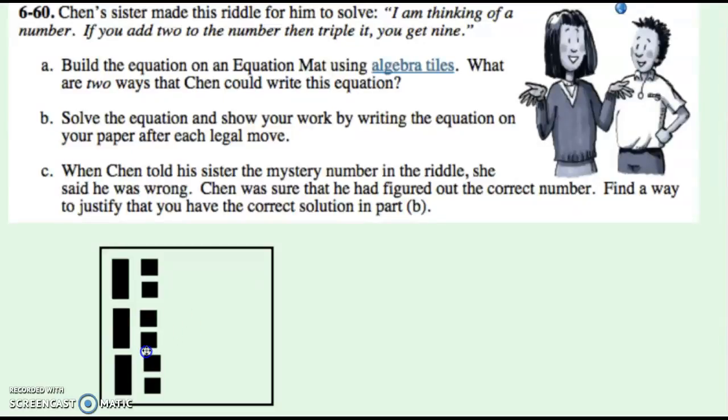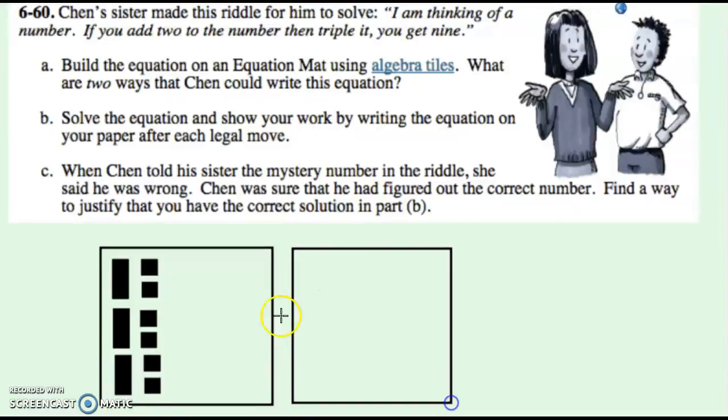All right. So it says, I'm thinking of a number. So x is my number. I add 2 to it. So I add 2, and then I triple it. I get 9 total. So it's saying that that is equal to an equation mat that has 9 on it. So you need to make a second equation mat that has 9.